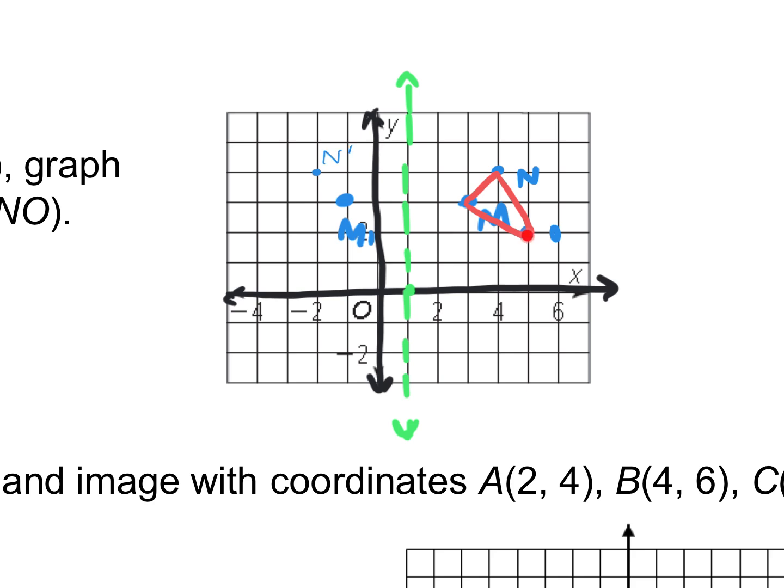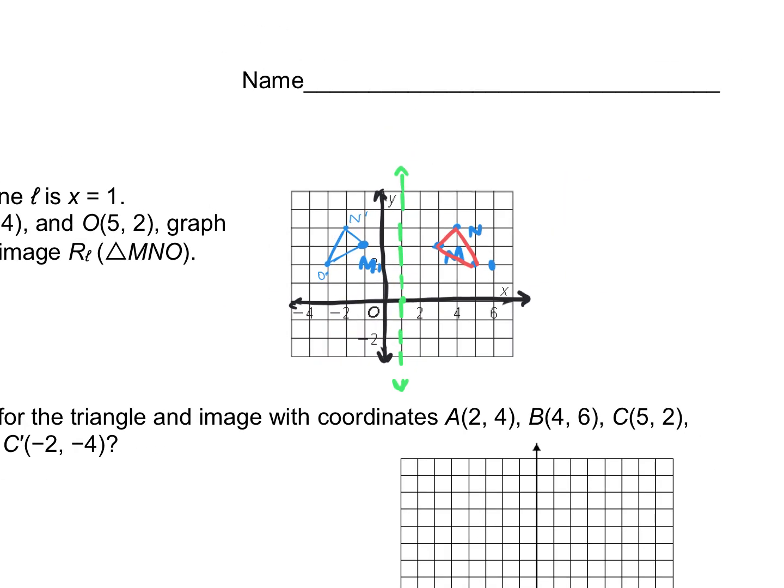And last we have O. Here's point O. It's 1, 2, 3, 4 units to our reflection line. So I'm going to go 1, 2, 3, 4 to the other side, and this is where O prime will go. And then we can draw in our reflected triangle. This is the image with the primes, M prime, N prime, and O prime. And remember, this is our pre-image. We can see this just got reflected across over there. All right, got number 1 done.